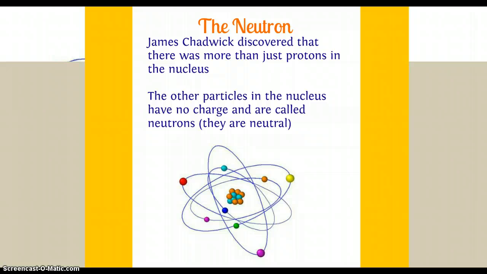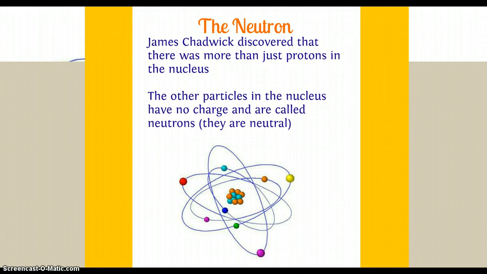There were neutrons. And this was even more difficult to discover because neutrons have no charge. They're neutral. So if you pass them by a magnet or a charge of any sort, they're not going to move because they don't have a charge. But this is kind of our modern day atomic model. This is what we think it sort of looks like.